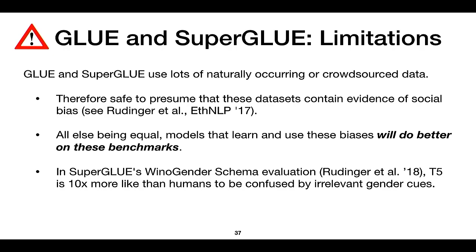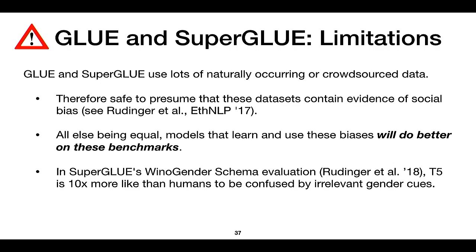This is a special case of textual entailment where you have gender balanced examples: anytime you have a gendered pronoun in an example, you'll have a mirrored example with the opposite pronoun or adjusted names. And what we found is that T5, the current state of the art, is 10 times more likely to be thrown off by irrelevant gender information than humans. This is an odd metric, but it's the best thing we had access to.